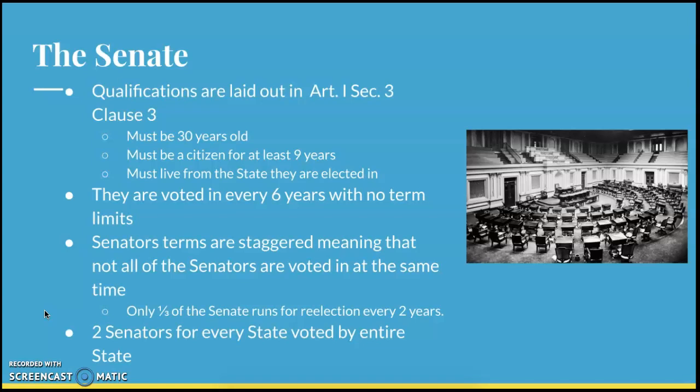Senator terms are staggered, meaning that not all senators are voted in at the same time. So not all 100 of them are running for office again. Every 2 years, however, you'll see about 1/3 of the Senate running for office again. This allows in some ways for the Senate to be a continuous part of Congress. And again, instead of having districts vote for you, you have the entire state voting for your senator. Every state has 2 senators, so the entire state will vote for that senator.